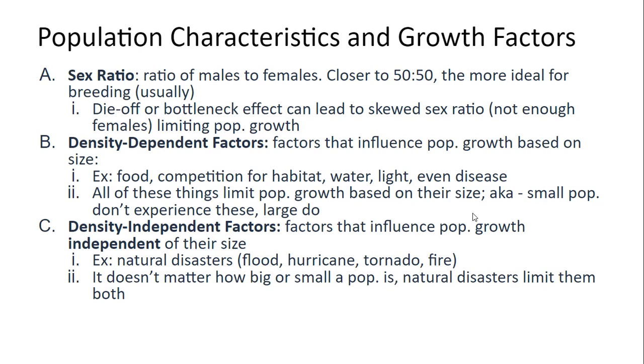So small populations don't really experience these as often as maybe a large one would. While a density independent factor are factors that are influenced independent of the population's size. So this would be a natural disaster like a flood, hurricane, tornado, earthquake, fire. Doesn't matter how big or small the population will be, the natural disaster will limit them in any way possible.